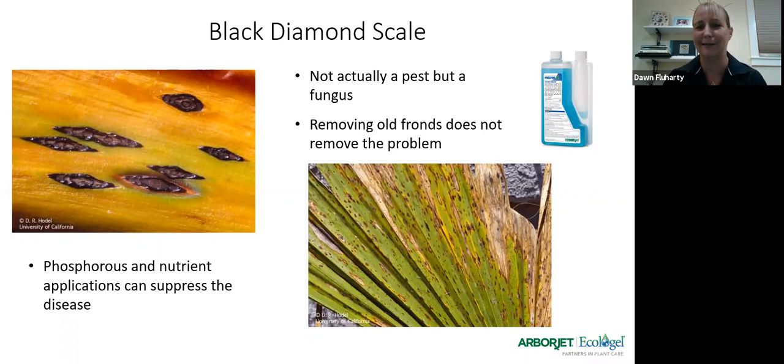It might look like a Mexican fan palm, but it might be crossed with a California, so it might be susceptible. But you'll see it. You can't miss the scale. You get these dark black diamond-shaped things on all the fronds, and it's easy to treat.